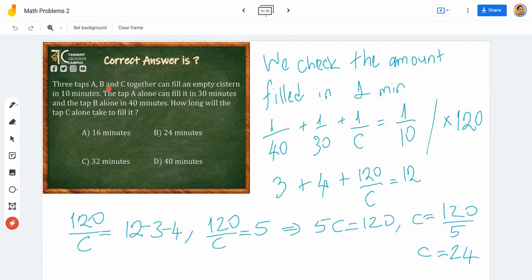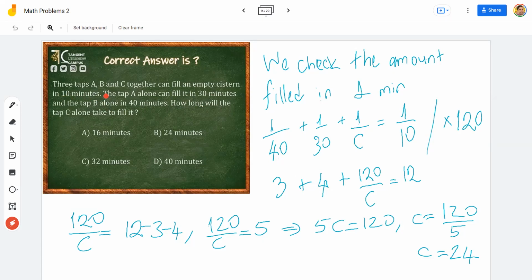And in this word problem, we have 3 tabs, and they are going to fill a water container altogether. So what is given is tab A and tab B, they fill it in 30 and 40 minutes. Tab C is not given, and altogether they fill it in 10 minutes.